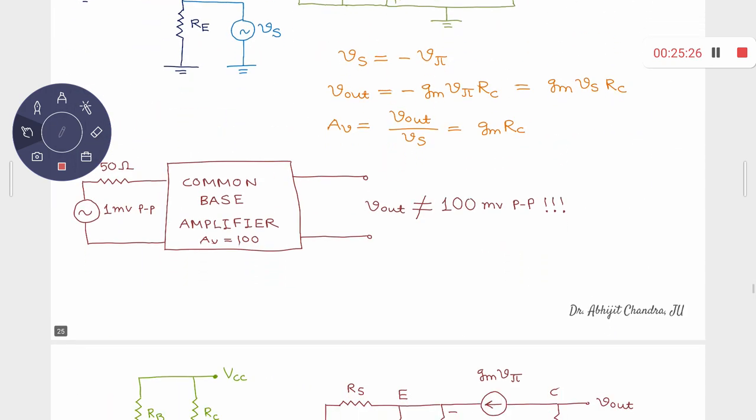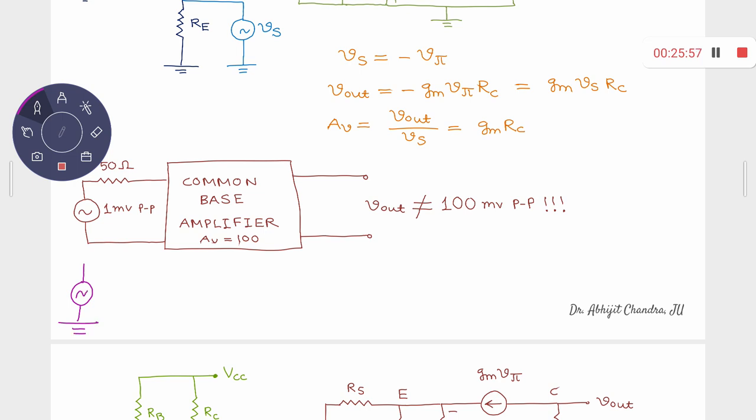Now, let's move to this circuit. Let's move to this problem. You have a common base amplifier with gain equal to 100. And this input signal source is also having a signal source resistance equal to 50 ohms. Right. So therefore, what I can have, this common base amplifier, if I have some input voltage over there, okay, let me just draw the input signal side first. This is the signal with 50 ohms source resistance with 1 mV peak to peak.